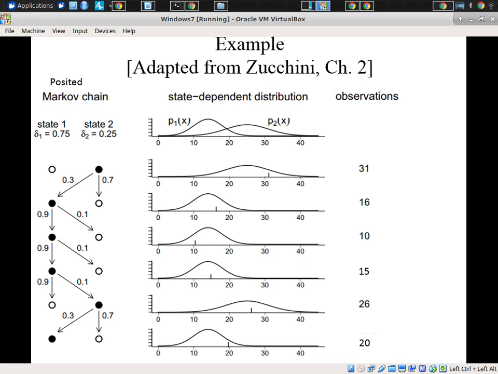So suppose now we start to see observations coming in week after week. Here we are, week one. We have an observation of 31 incident cases reported. What we're going to consider is, if we observe 31 cases, what's the probability that would occur in a non-outbreak state versus an outbreak state?